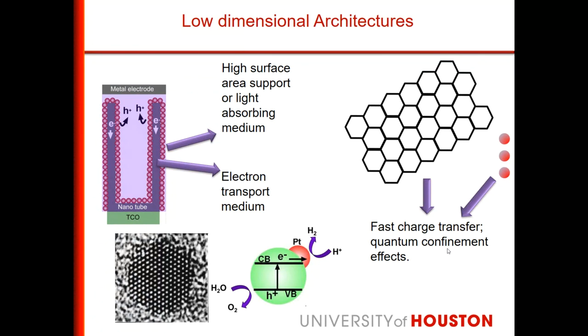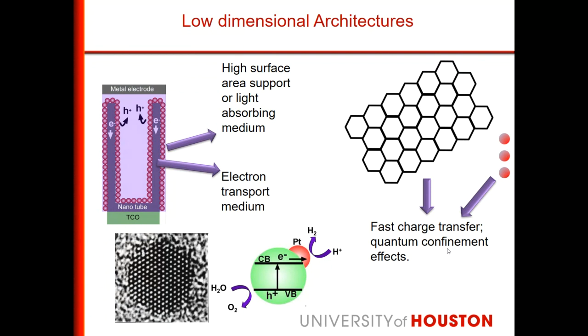The other property is that some of these materials can transport charges very easily. For example, if you take a light-absorbing semiconductor nanotube, light generates the charges, electrons and holes. Some of the materials pass electrons easily through the material, whereas the holes can be supplied to the surrounding for oxidation reaction. This is what is used in photocatalysis. This is the case of one-dimensional material.